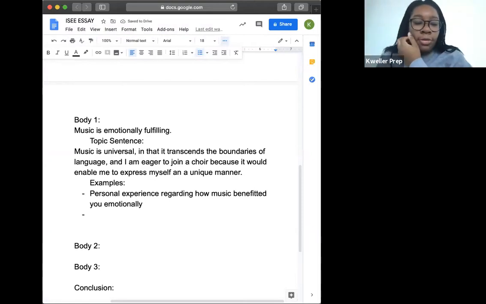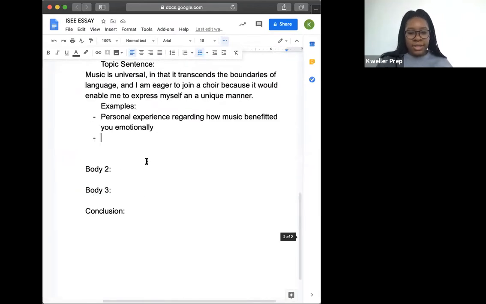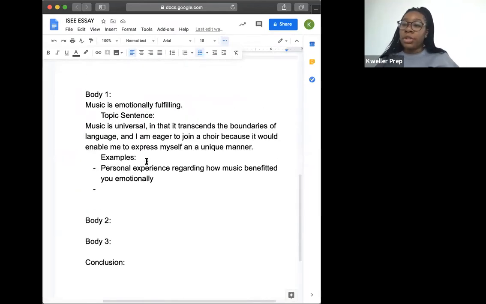And another way to add another example may be appealing to the future. Because this essay is asking you about why you want to pursue something, maybe you could say how it would benefit you emotionally in the future, maybe regarding the stress of high school, or how high school is a different challenge and that music can help you deal with that. Utilizing time as a form of example is also beneficial.